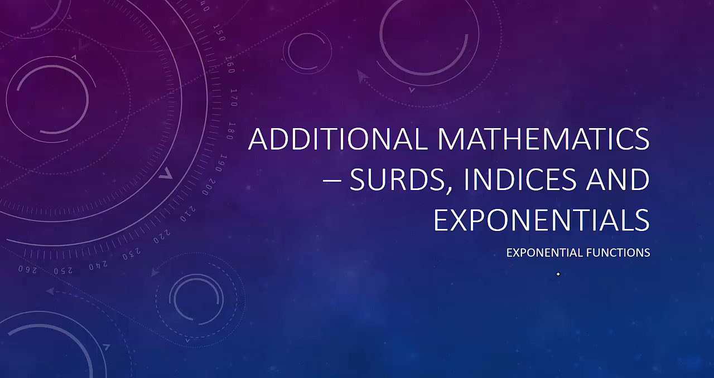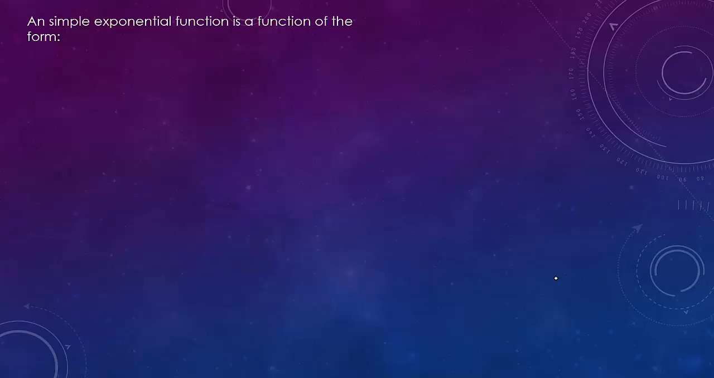Exponential functions. A simple exponential function is a function of the form y is equal to b to the power x, where x is a real number. The b here, the constant, must be more than 0 and should not be 1. There's no actual problem with it being 1, it just doesn't give us any features, it just becomes a straight horizontal line. So if b is not equal to 1, then we get a proper exponential.